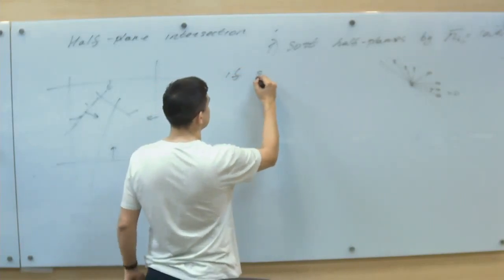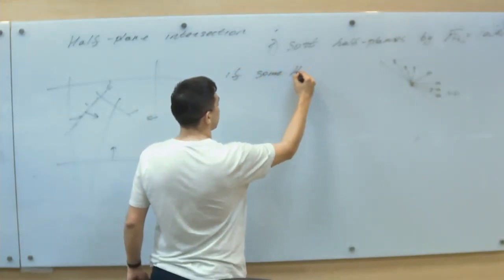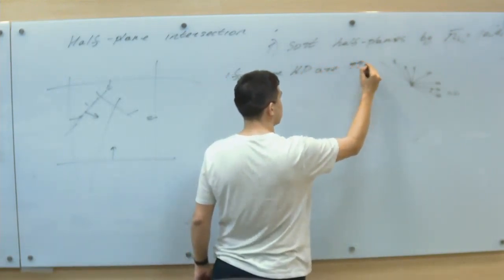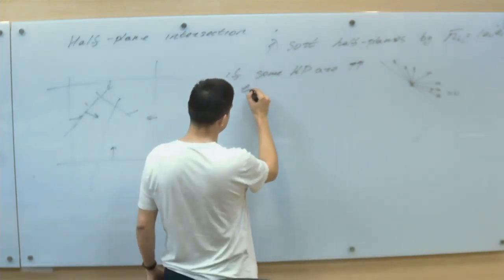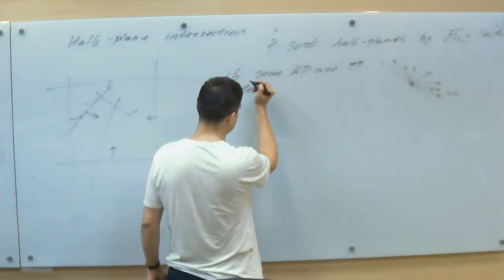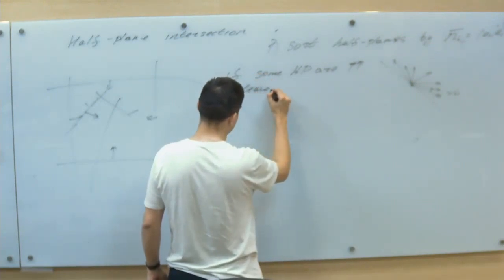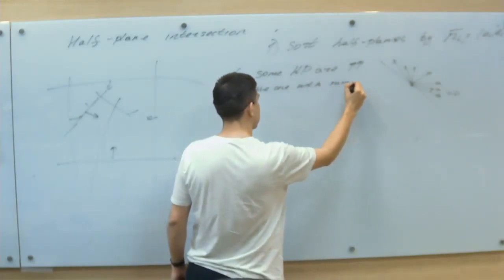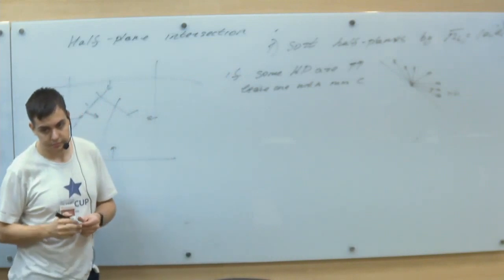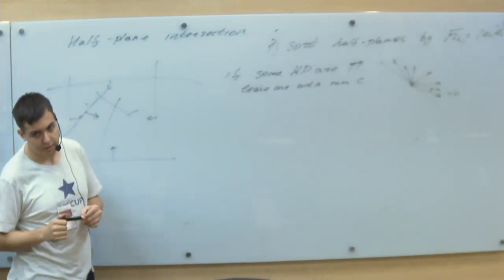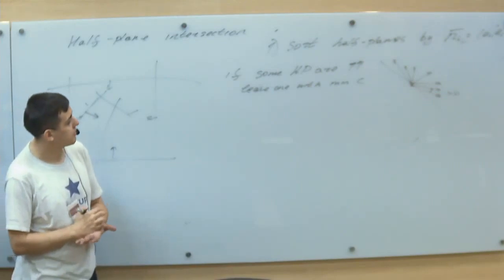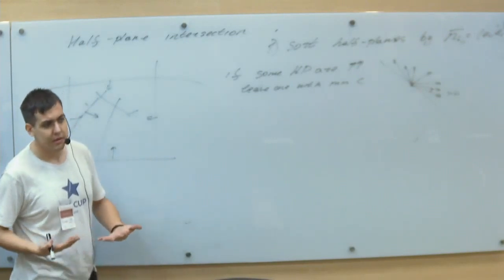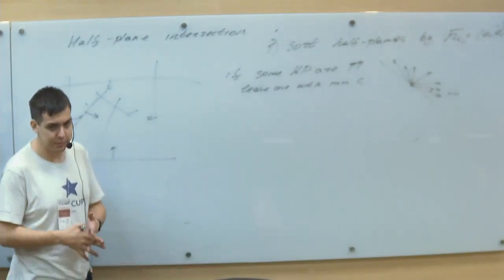If some half planes are parallel, well, some lines are parallel, leave the one with the lowest c. But maybe if the normal vectors are not of the same size, you will have to compare them. Yes. With the minimum c, well, if the half planes are normalized, then with the minimum c. Okay.